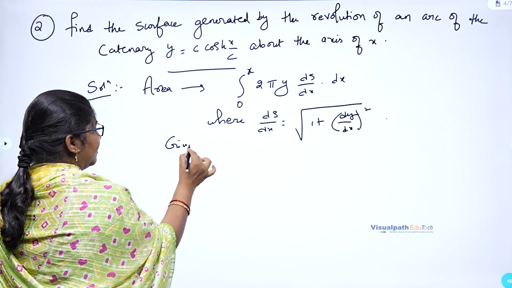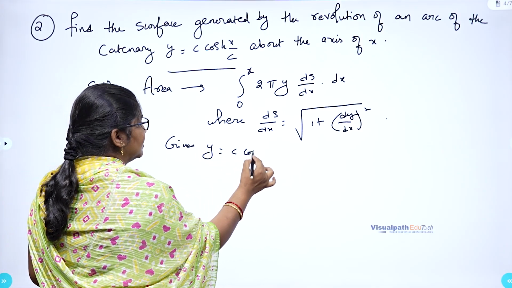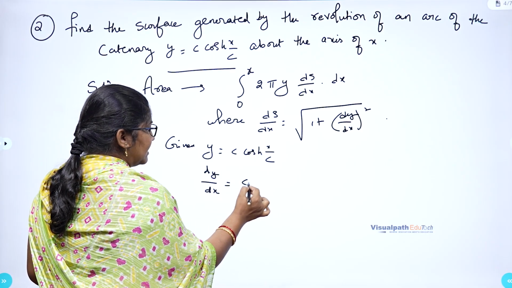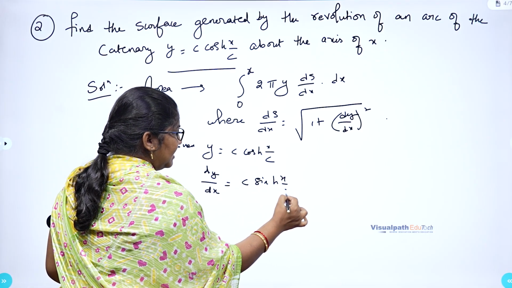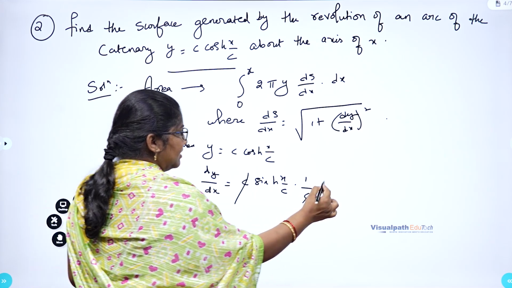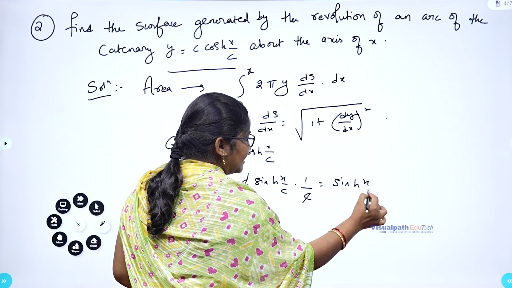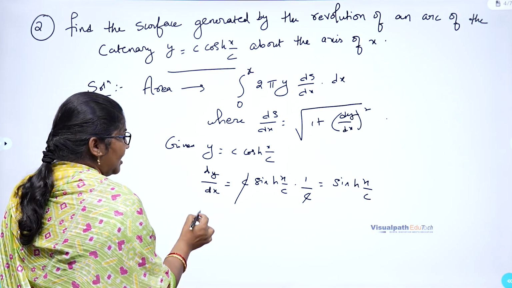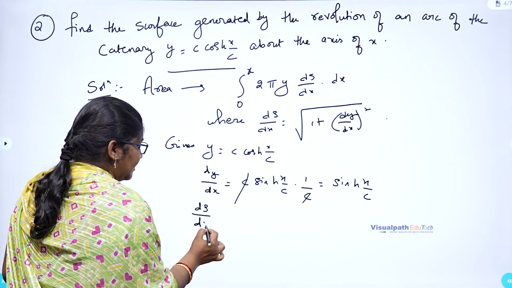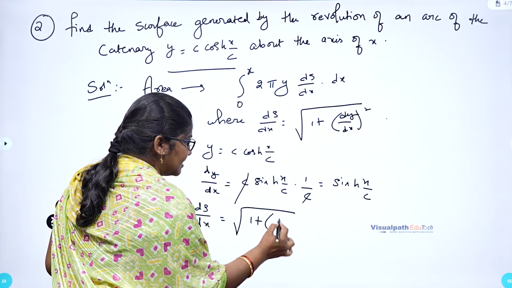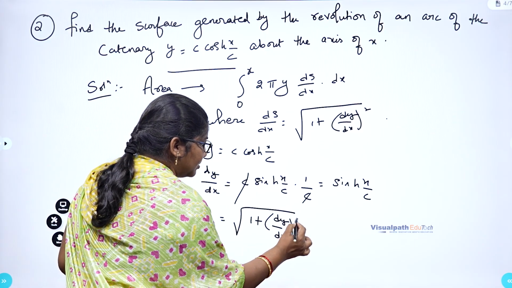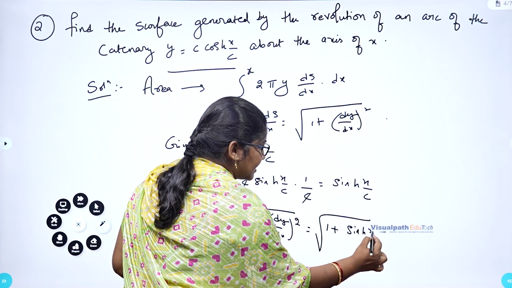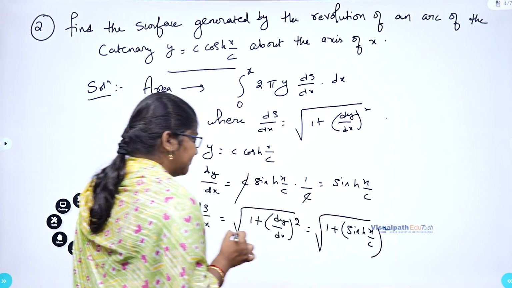Given y is equal to c cosh(x/c), dy by dx is equal to c sinh(x/c) into 1 by c, meaning sinh(x/c). We already did this model problem in our previous classes also. Now ds by dx is under root 1 plus (dy by dx) whole square, under root 1 plus sinh(x/c) whole square.